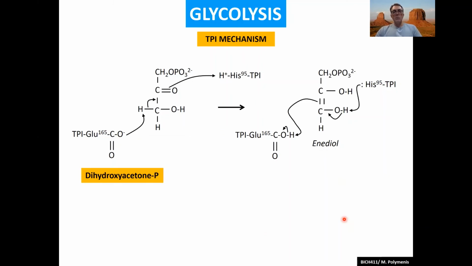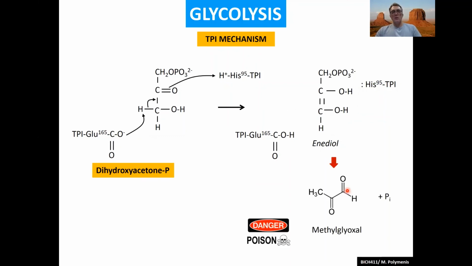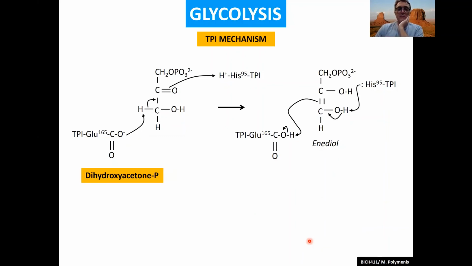But TPI will do it so fast that there is no chance for methylglyoxal, the poison, to accumulate. So there's actually a reason why this enzyme needs to be so super efficient and operate at the diffusion limit. But as I said, the next step is going to be in reverse from what we saw. So now we are going to make the carbonyl at this position. We're going to form it here, open up the double bond, and gain a proton, and we are finished.